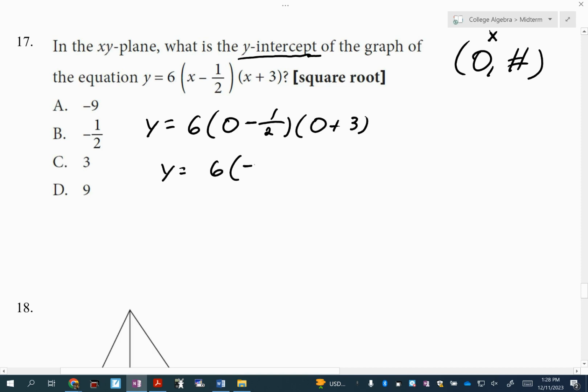Gives you 6 times negative 1/2 times 3. If you multiply all that together, half of 6 is going to be 3. So negative 3 times 3 is negative 9, or A.